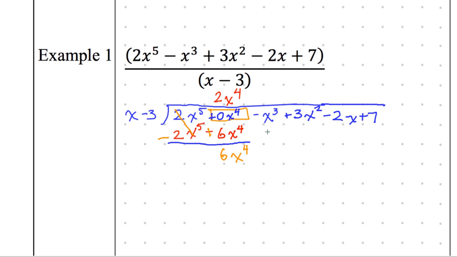Bring down the negative x. Okay, and what's the question I'm going to ask? How many times does x minus 3 go into 6x to the 4th minus x cubed? Okay, and what's your answer to that question?